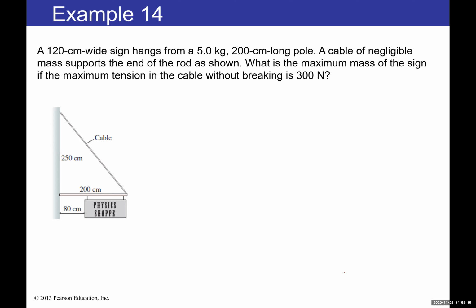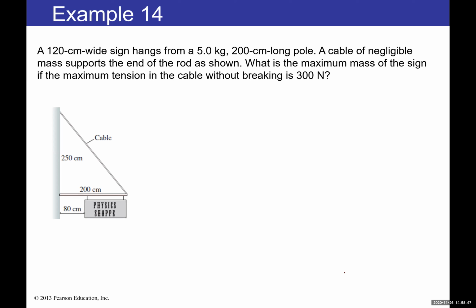Here we have a 120 centimeter wide sign hanging from a 5 kilogram, 200 centimeter long pole. A cable of negligible mass supports the end of the rod as shown. What is the maximum mass of the sign if the maximum tension in the cable without breaking is 300 newtons? An important thing in this type of problem is to identify your object of interest, which means which one is your object and what are the forces acting on it.